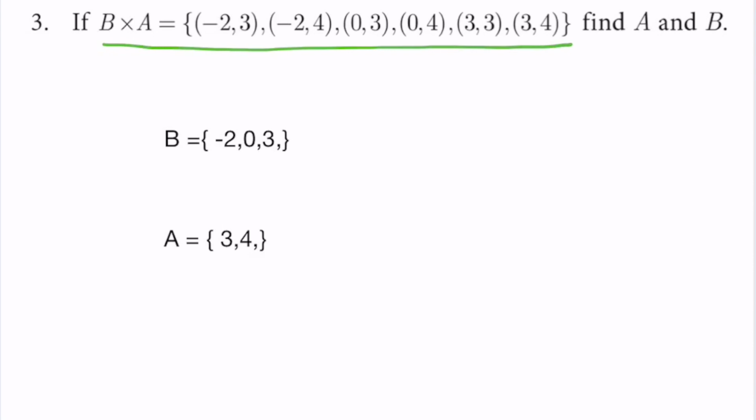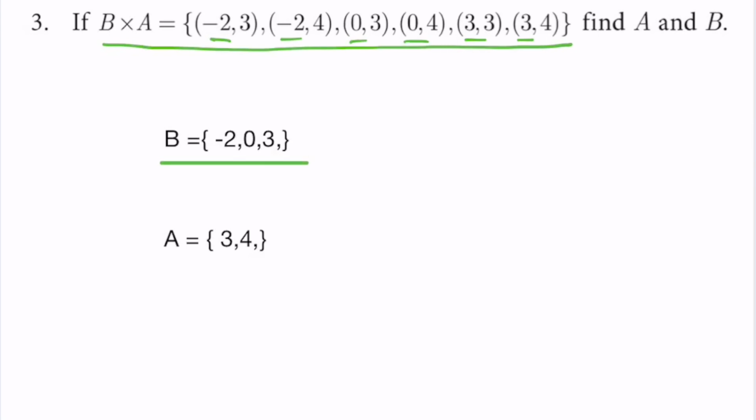So now let us look into the set of all ordered pairs of the set B cross A. We see that the first elements minus 2, 0, 0, 3 and 3 are from the set B. So B is equal to minus 2, 0, 3.